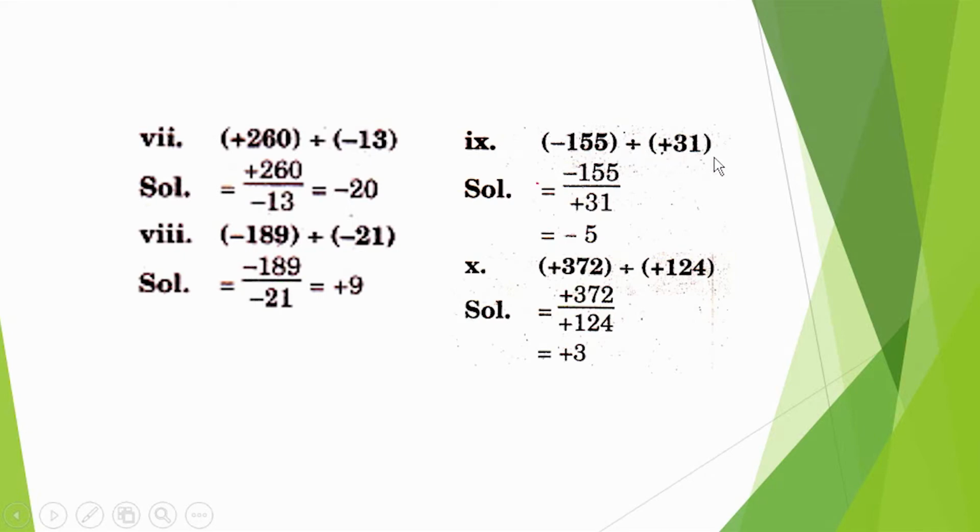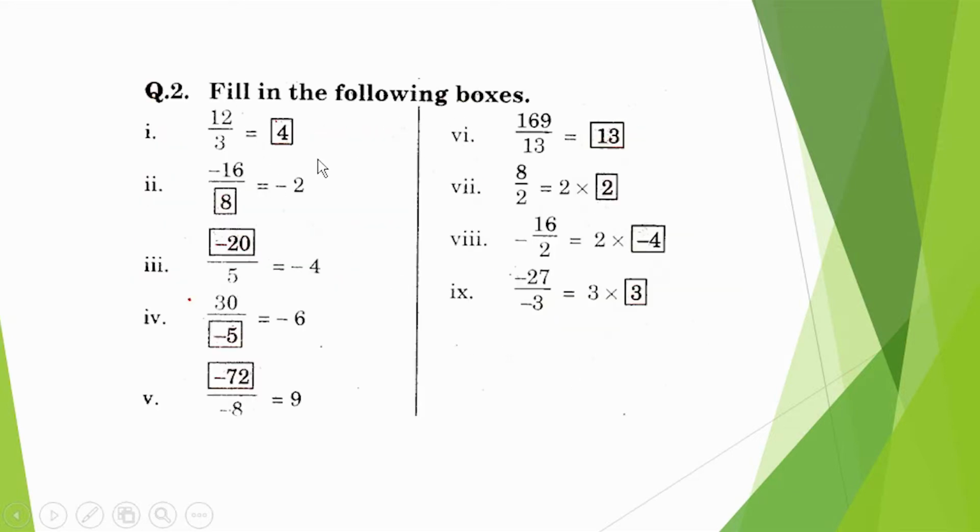Now minus 155 dividing by plus 31. Now 31 fives are 155, sign will be plus minus minus. Now next question, plus 372 dividing by plus 124. 124 threes are 372 and the sign will be plus plus plus.